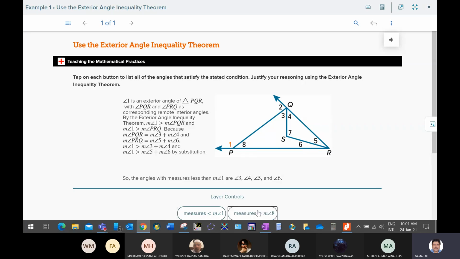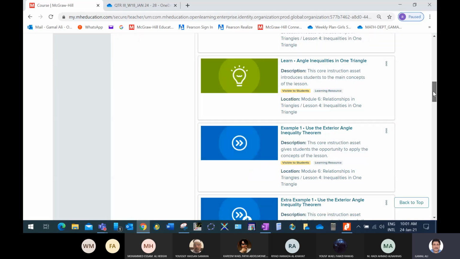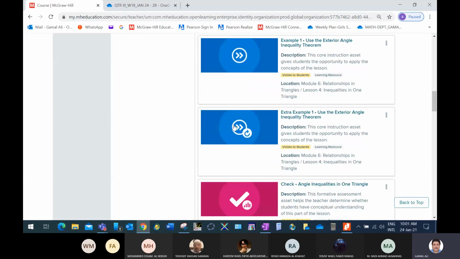Okay? Here, the measure of angle 2. Look at angle 2. It's an exterior angle. So the same. Angle 2 equals the measure of the two angles, angle R plus angle 8. So I can say angle 2 greater than angle 8, angle 2 greater than angle R, or angle 2 greater than angle 5 plus angle 6. How can we use this property to solve the questions or the examples? Okay.